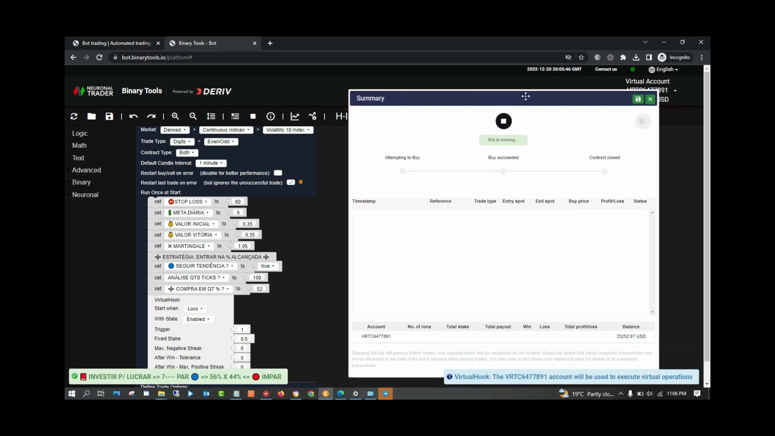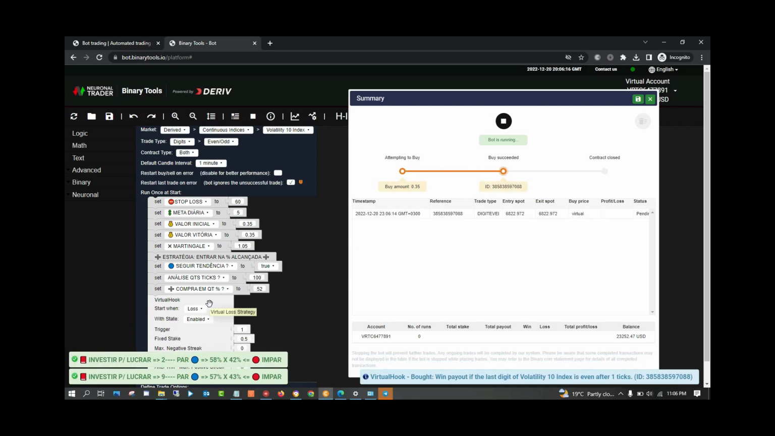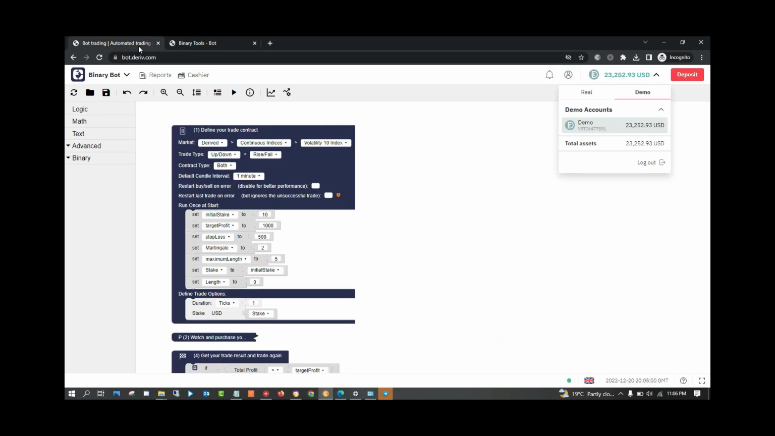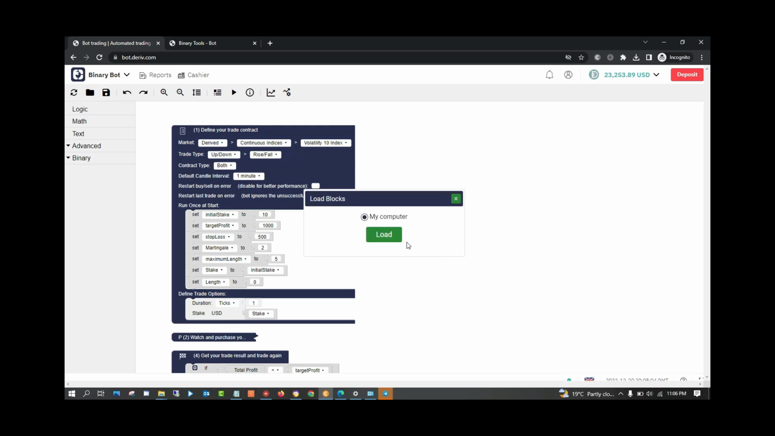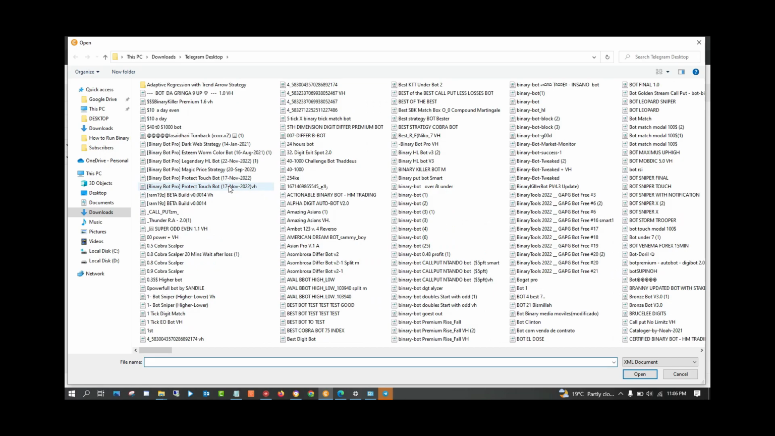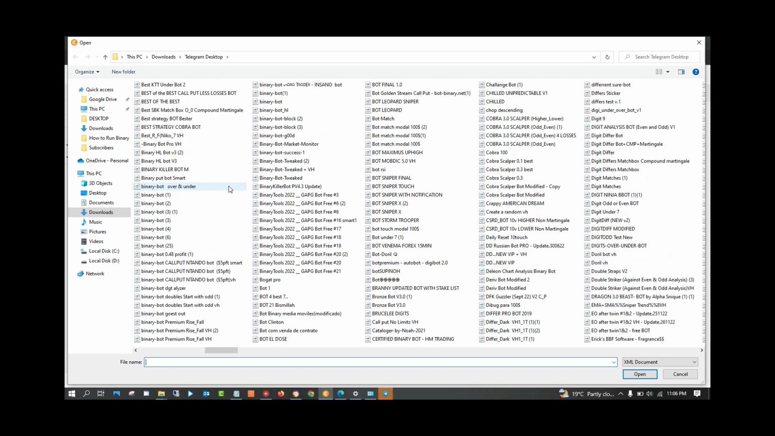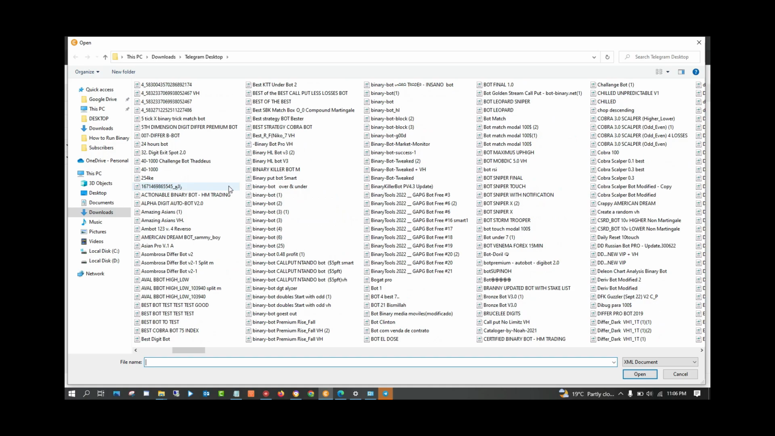And if you get this bot, because of this virtual hook thing, you cannot run it on DERIV.com, because if you try to run it on DERIV.com, let me just do it here and I show you what is happening. These are all the bots that I have. I just want to start one.